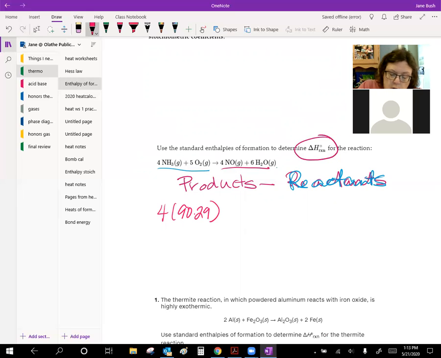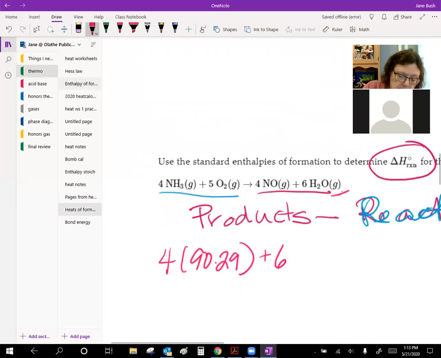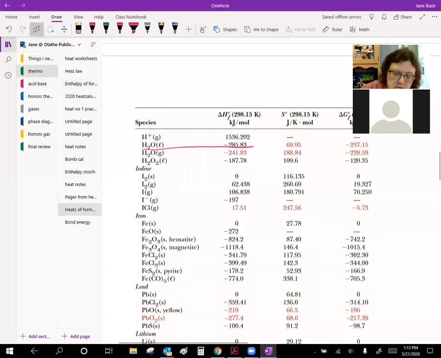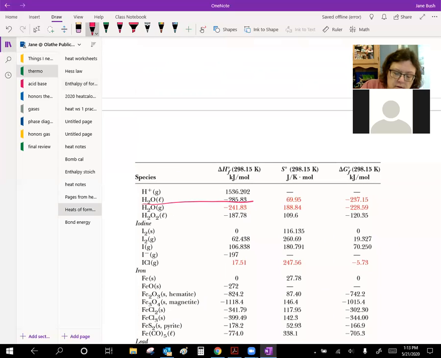And 6 waters. And water, and it's a gas. That's important because water could be a liquid. Water's going to be under hydrogen. Here is water as a liquid, already underlined, negative 285.83.